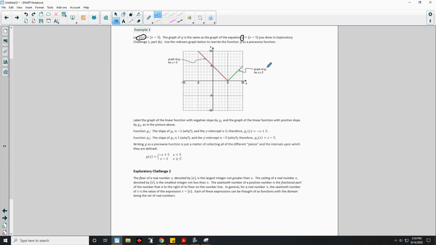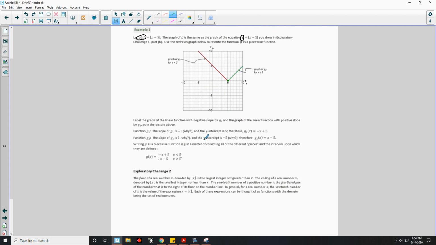Graph of g sub 2 is the positive slope function for any value of x that equals 5 or is greater. So since it equals 5, I would have a green dot here. The red is not included at 5. It comes close to it, but never gets to the point 5. It'd get to 4.999 repeating, but never get to 5.